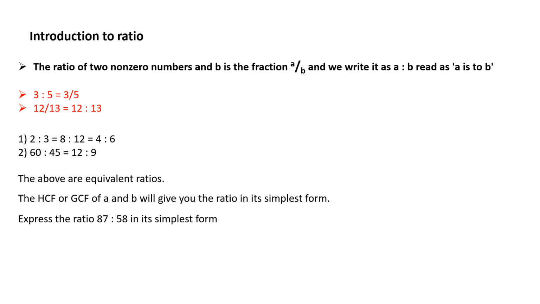So here is a question. Express the ratio 87 is to 58 in its simplest form. The step here is to find the HCF. 87 and 58 are divisible by 29, so the HCF is 29. When you divide each of these numbers by 29, you get the final answer as 3 is to 2. Now, let us move on to examples.